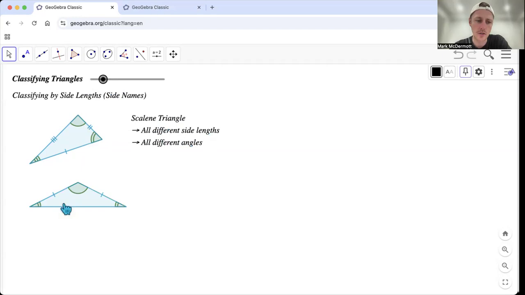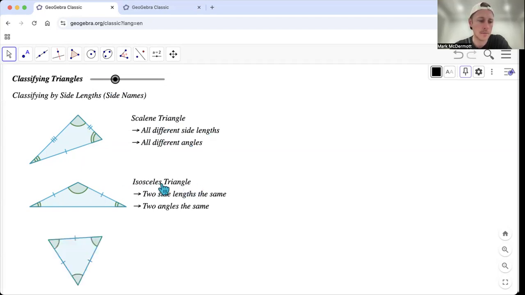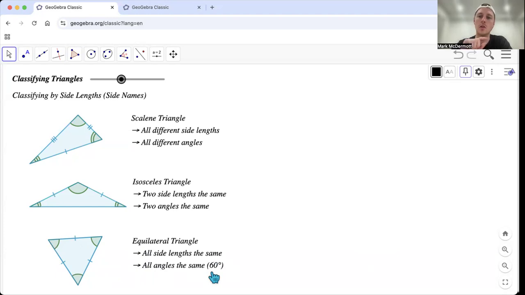The next kind of triangle is what's called an isosceles triangle, and it's got two side lengths that are the same and two angles that are the same, but one angle that is different. So two angles the same, two side lengths the same is an isosceles triangle. Okay, next one is an equilateral triangle, and this is what's called a regular polygon because all side lengths are the same and all angles are the same. So we can say that about an equilateral triangle, and we can say that all the angles are actually 60 degrees because all the angles in every triangle add up to 180 degrees. So that's how we classify triangles based on their side length.